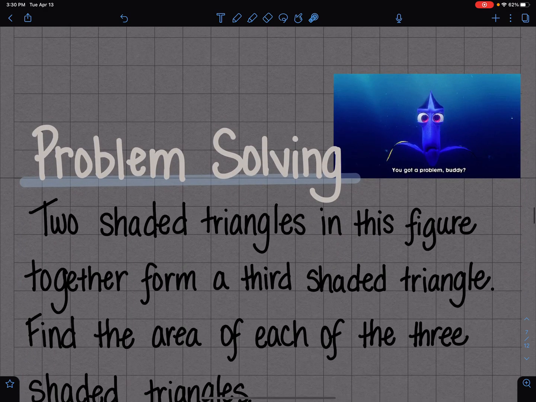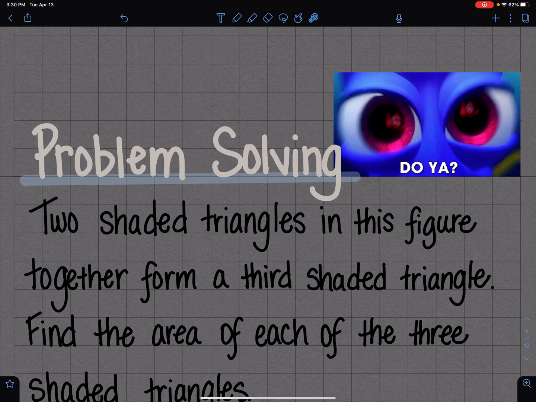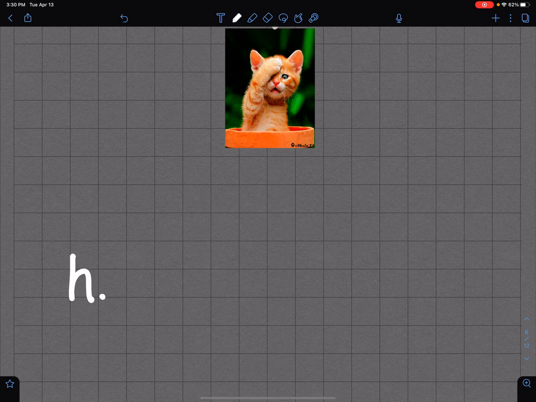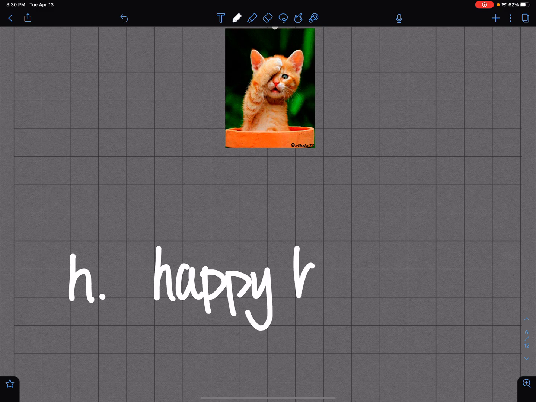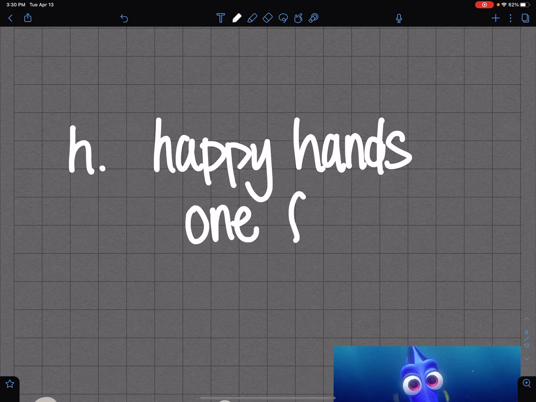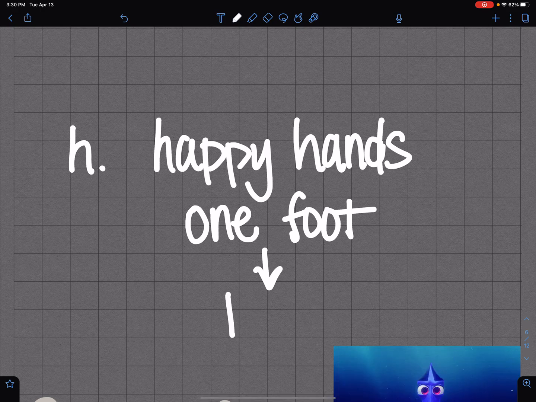Okay, problem solving. Oh, you know what? I just noticed I didn't do the Happy Hands Club. Let's not forget the H, which is Happy Hands. Basically what they want you to do is hold your hands 1 foot apart. So 1 foot, and then 1 inch apart. So when you're going from 1 foot to 1 inch, how does that change?